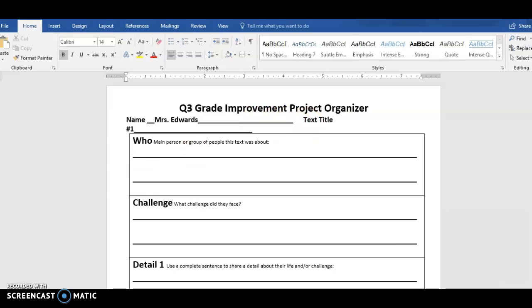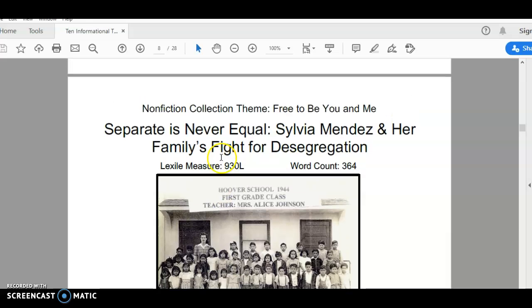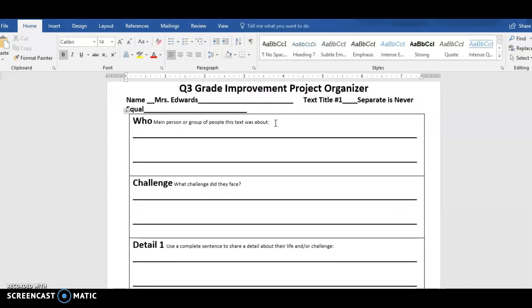And then the text title, I need to make sure that I include the title. This one is called Separate is Never Equal. And if you don't want to have to do all of that, I can just put Separate is Never Equal. That's close enough. So I'll type in here, Separate is Never Equal. Okay, so I have my title, and again, it doesn't matter to us if the lines go off just a little bit, we will be able to figure it out.